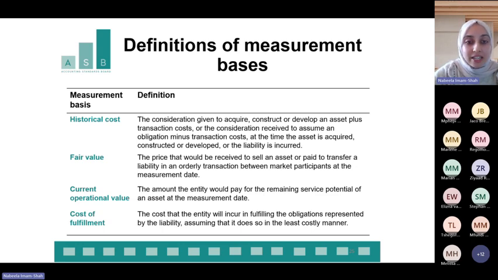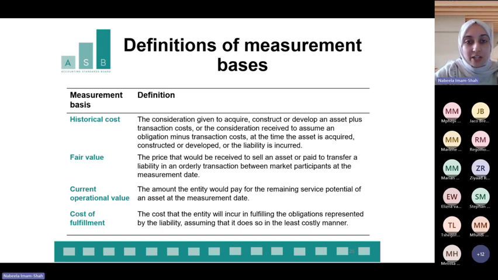Fair value. This is the price that would be received to sell an asset or paid to transfer a liability in an orderly transaction between market participants at the measurement date. Now, this is different to what we know as fair value in our standards of GRAP, which is something along the lines of an asset is exchanged or liability settled between knowledgeable willing parties in an arm's length transaction. This definition of fair value in IPSAS 46 is aligned to the IFRS definition in the fair value measurement standard.